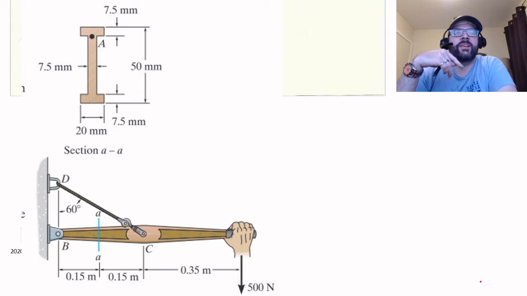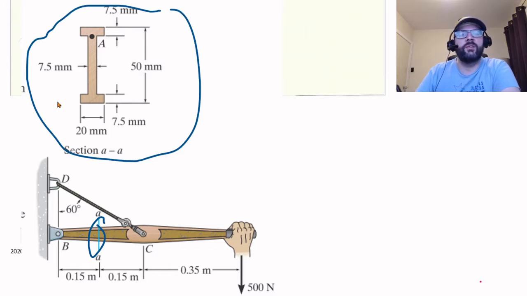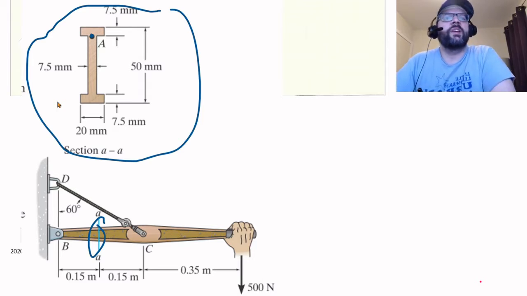It's got this cable that's preventing the rotation about B, and we're taking a section cut at A here. So section cut at this segment right here. The cross section at that point looks like this. And we want to figure out what the stress is at this point A, that is just below the web of the topmost piece there.